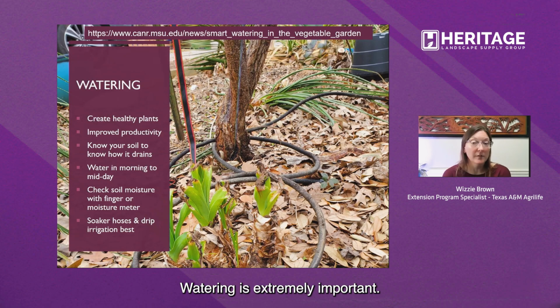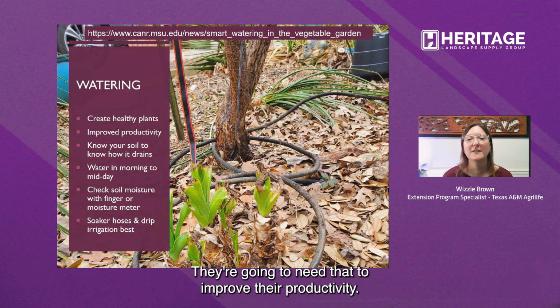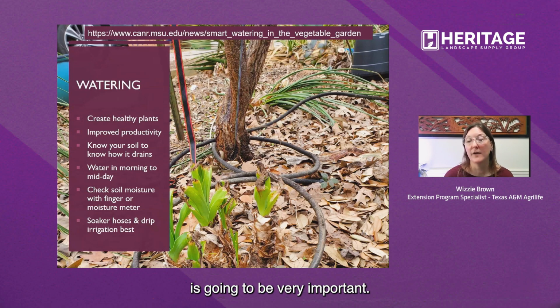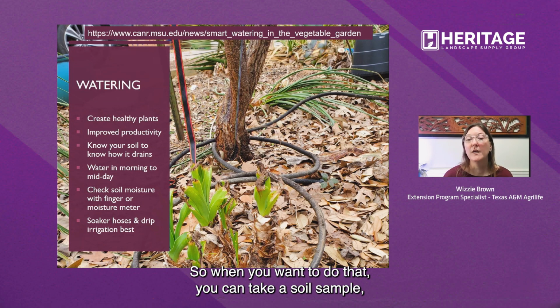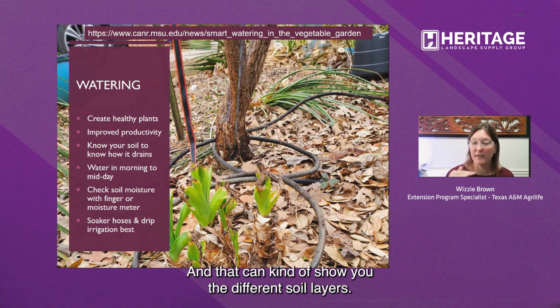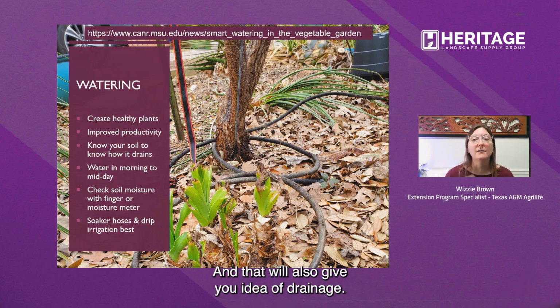Watering is extremely important. They're going to need that to improve their productivity. This is where knowing how your soil drains is going to be very important. So when you want to do that, you can take a soil sample, put it in a jar with water, shake it up to agitate it, and then let it settle out. And that can show you the different soil layers, and that will also give you an idea of drainage.